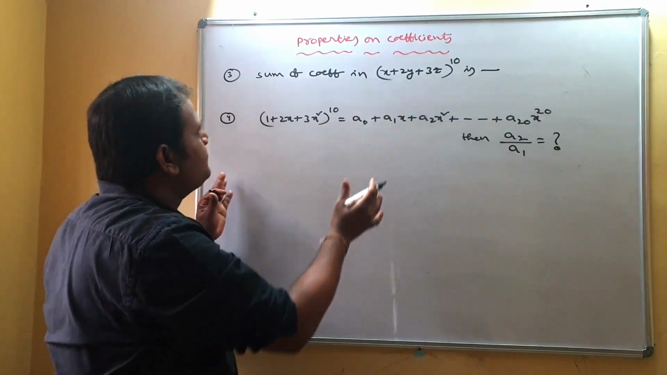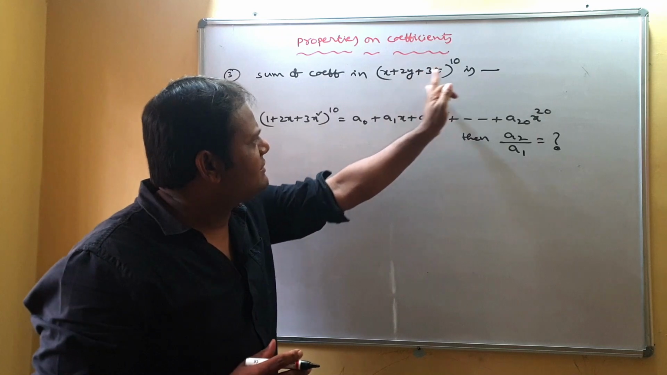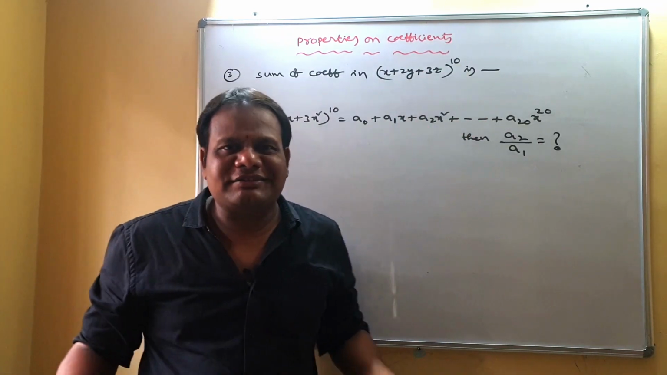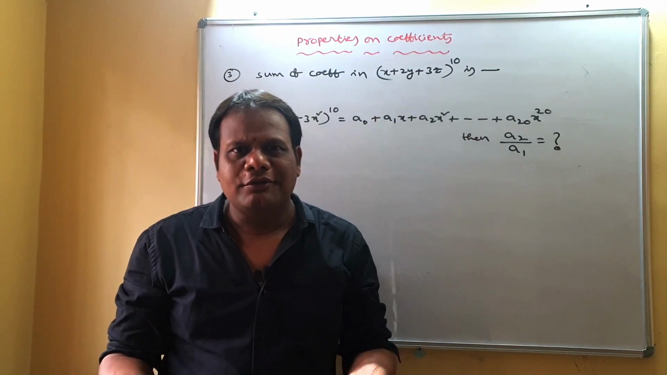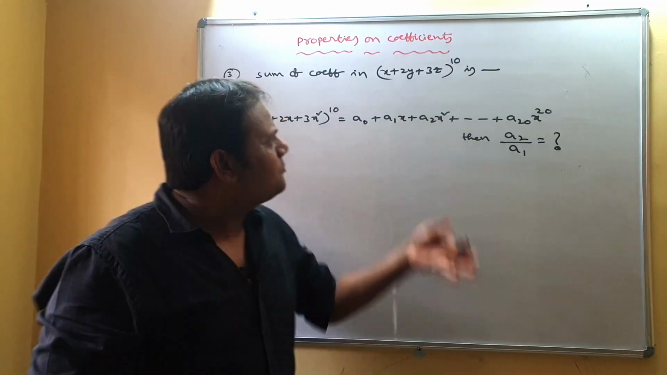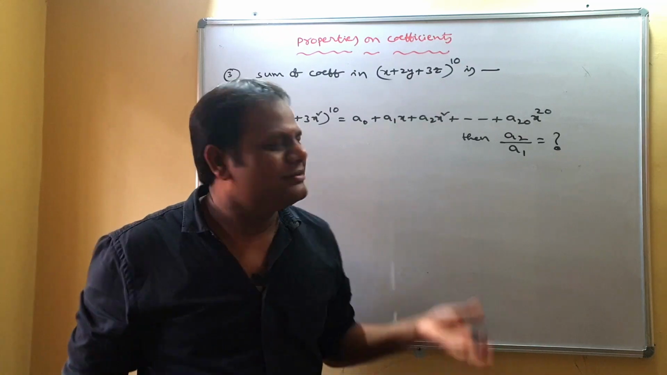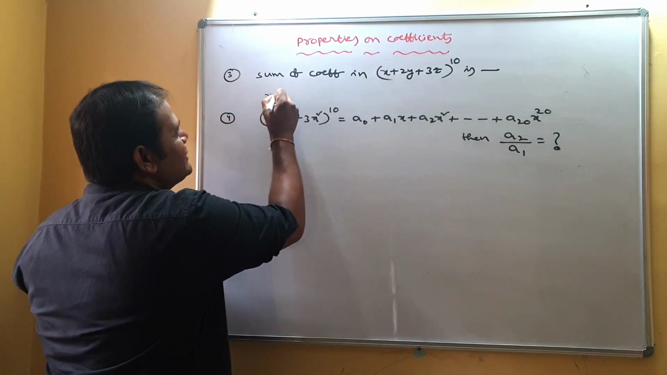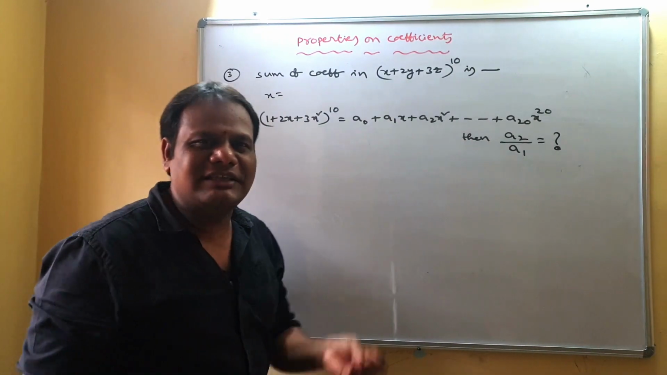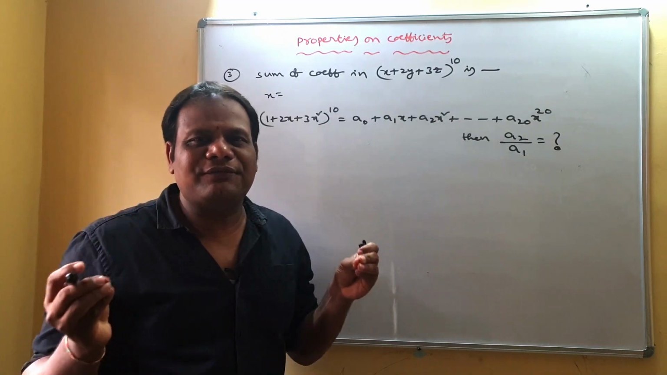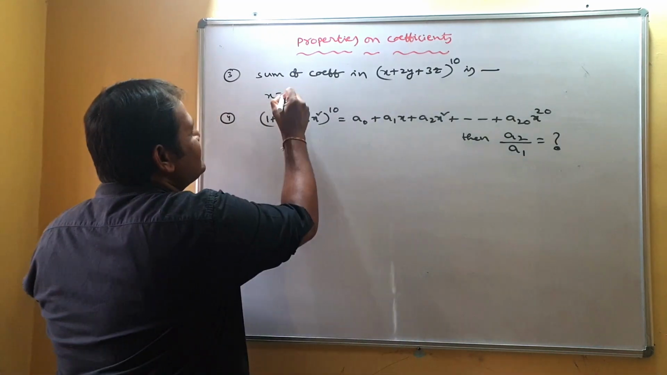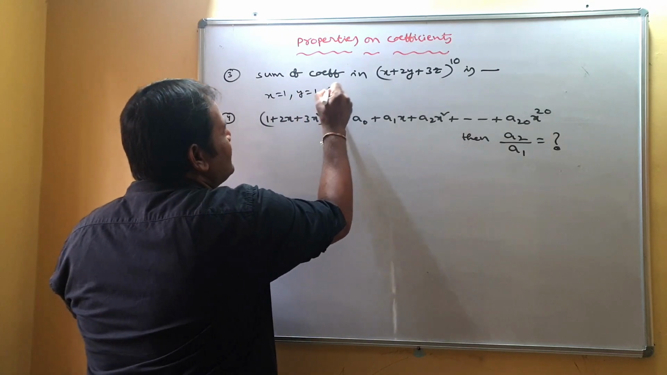Moving to this example, sum of coefficients in this expansion. To find the sum of the coefficients, what do we do? We put x equal to 1. But here you see that we have x, y and z. Yes, you take all 1. So to get the sum of coefficients, if more than one variable is there, same story, in place of each variable you take 1. So here it is x equal to 1, y equal to 1, z equal to 1.